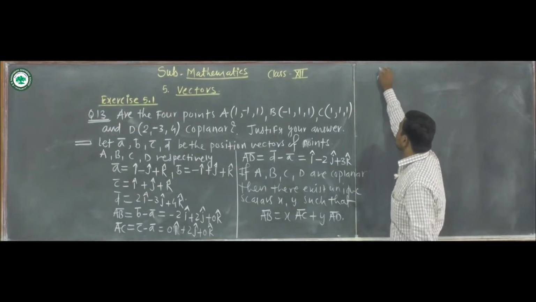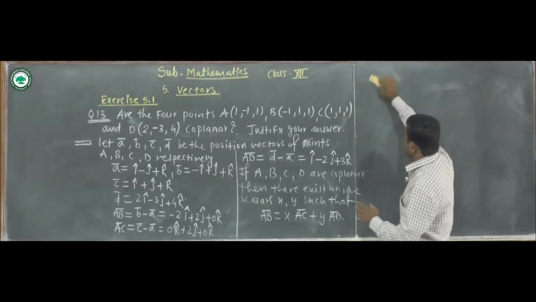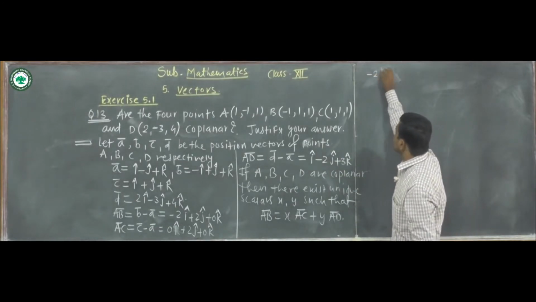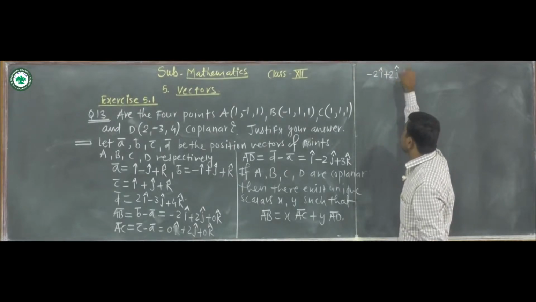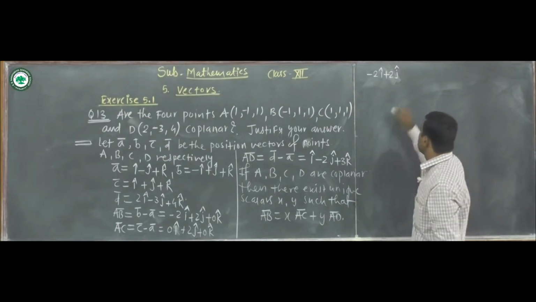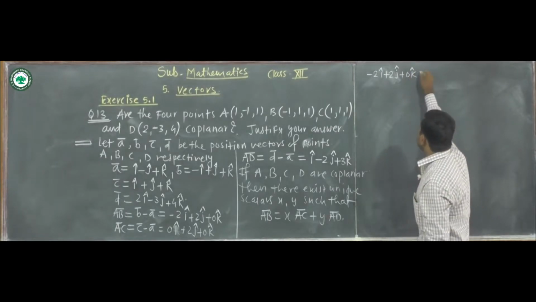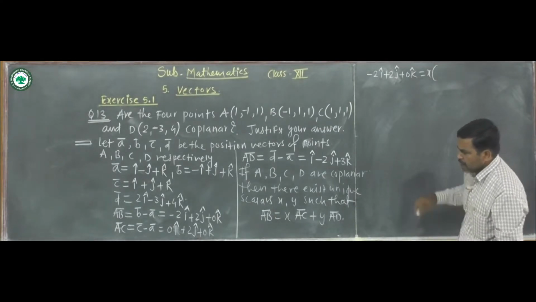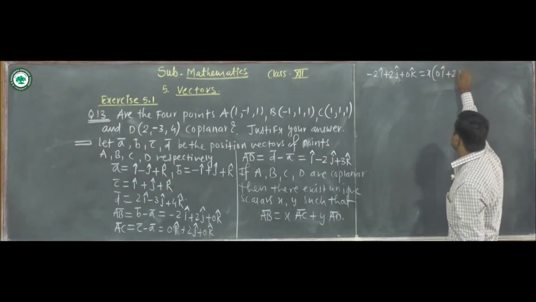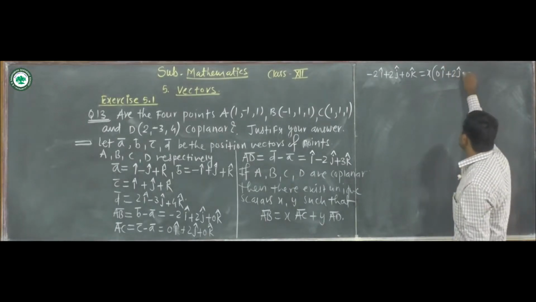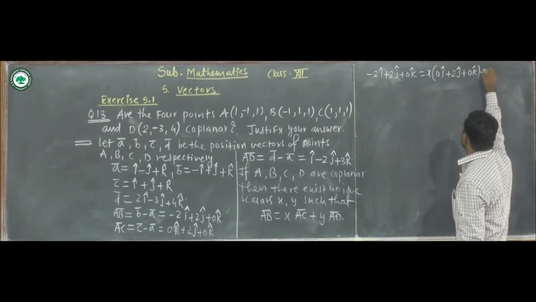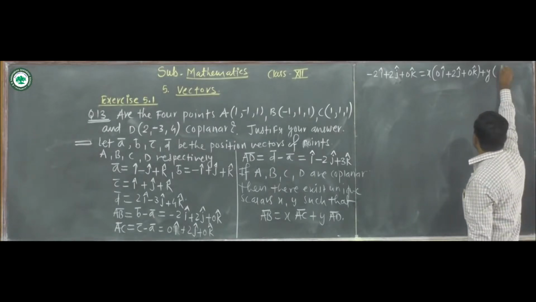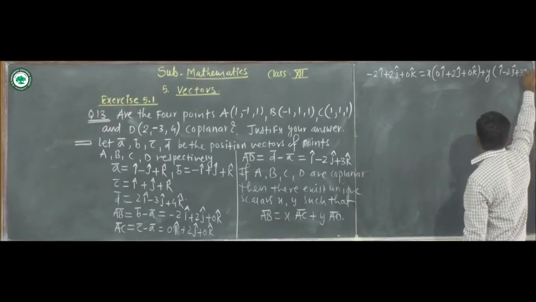AB bar is equal to, now here the value of AB bar is also known. See, AB bar is minus 2i cap plus 2j cap plus 0 into k cap, equal to x into AC bar. What is AC bar? 0 into I cap plus 2j cap plus 0 into k cap, plus y into AD bar. What is AD bar? I cap minus 2j cap plus 3k cap.